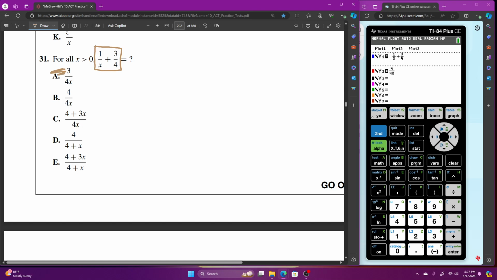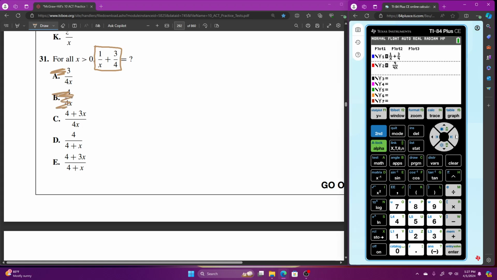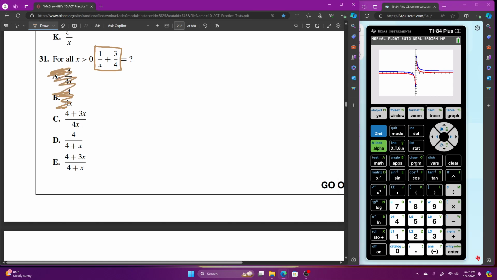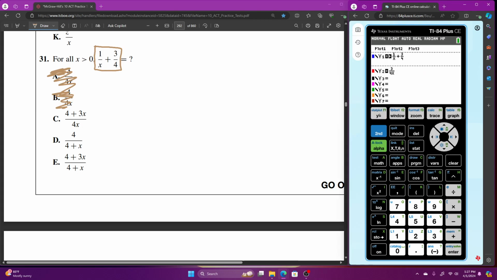Oh wait, that was B. My bad, that was B. Let me check A. Change the 4 to a 3 and look at the graph. Oh, well, still not quite it. Cross it out. Y equals, numerator changes to 4 plus 3x over 4x.